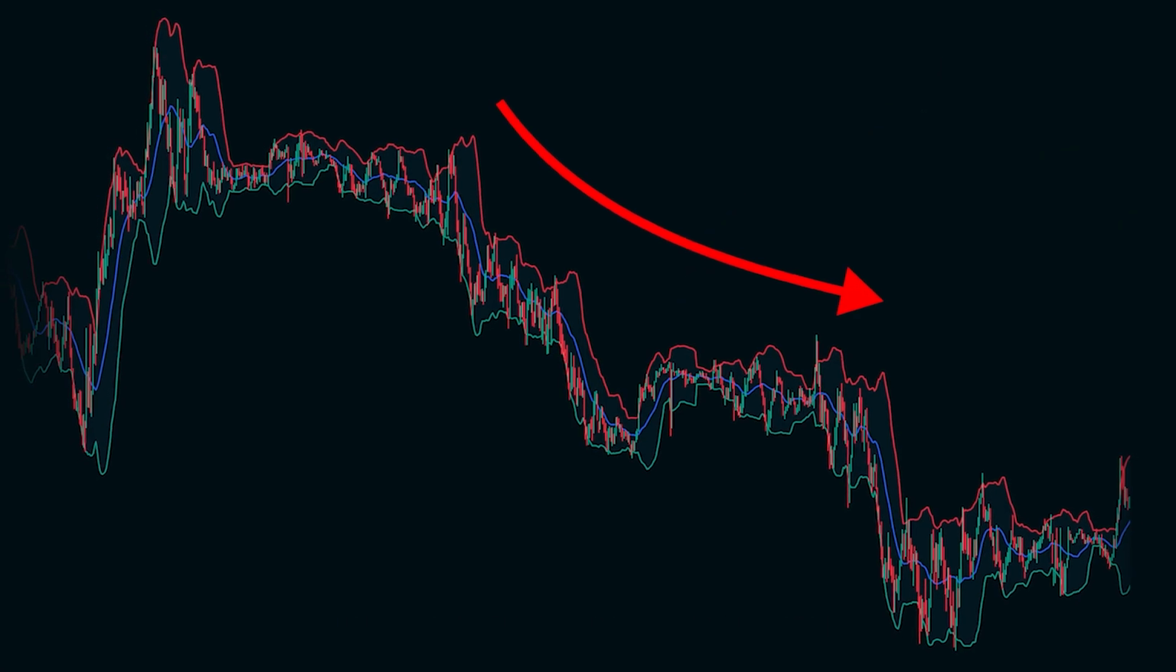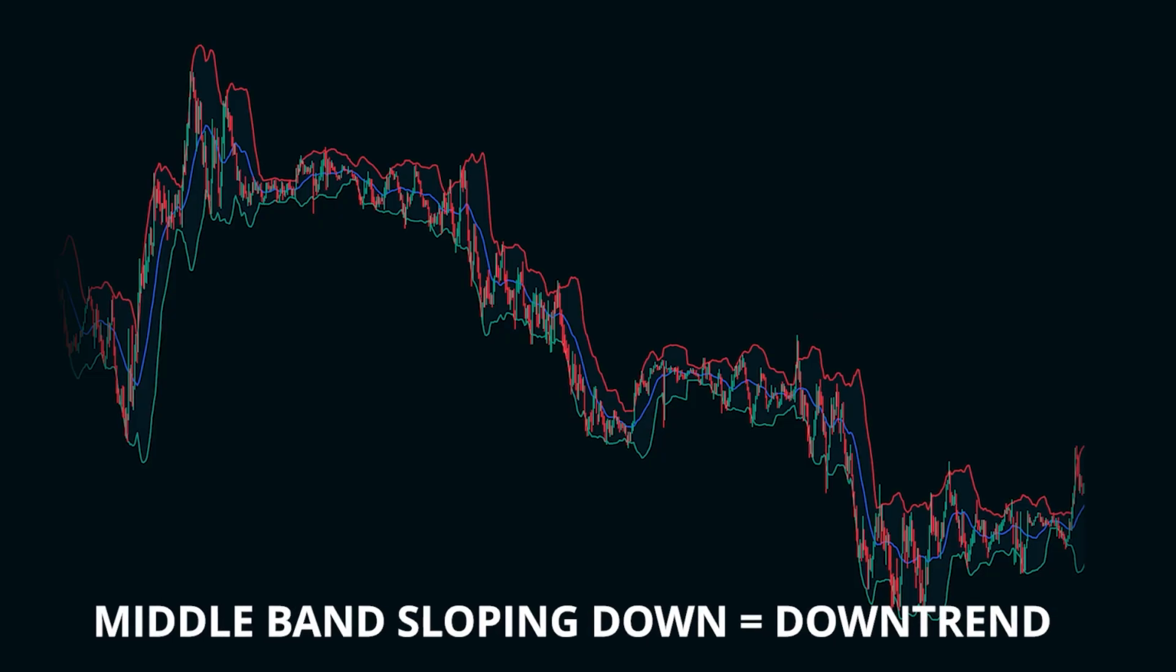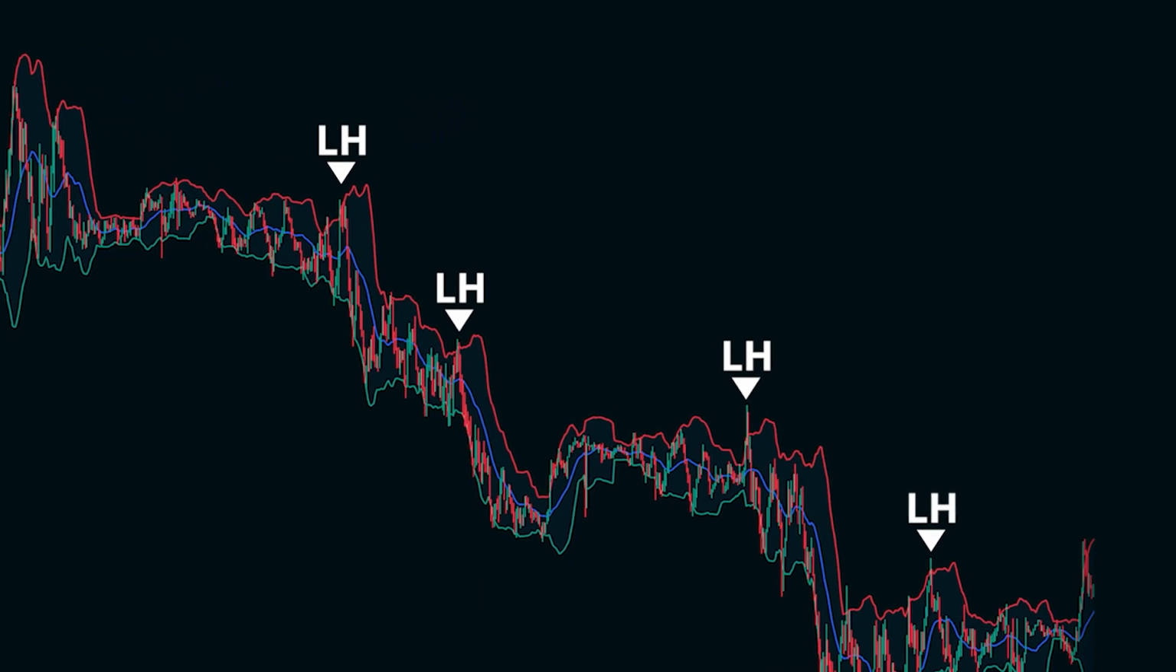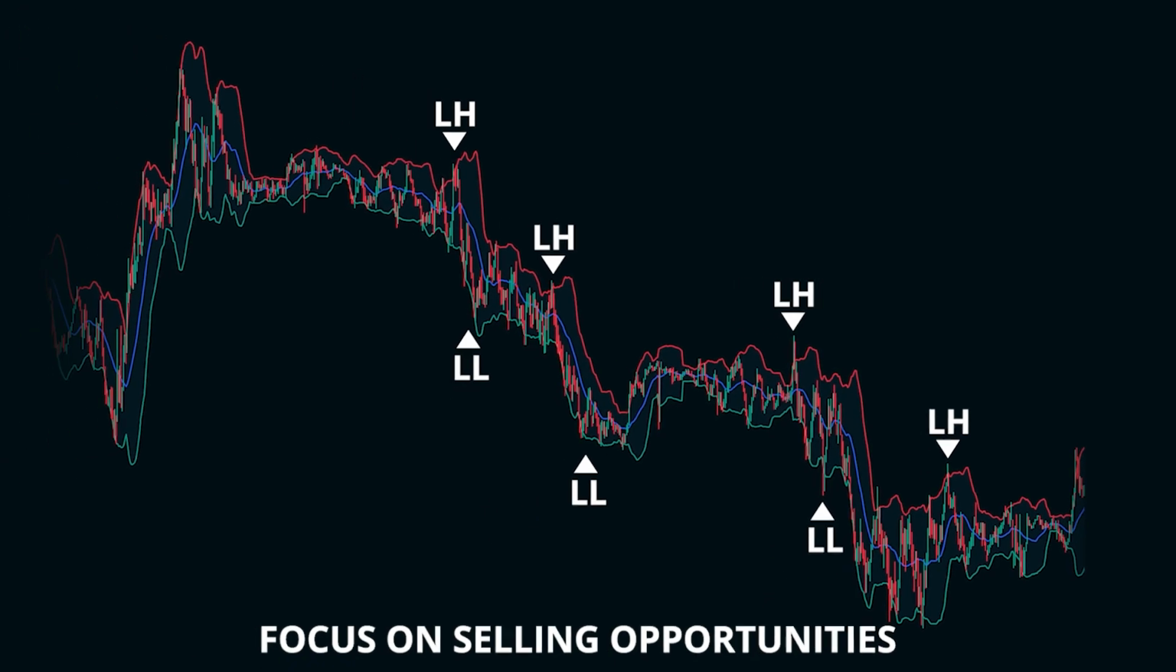Similarly, if the middle band is sloped downward and price is consistently trading below it, we can classify this as a downtrend. We should look for lower highs and lower lows to confirm. If that is true, we will focus only on selling opportunities.